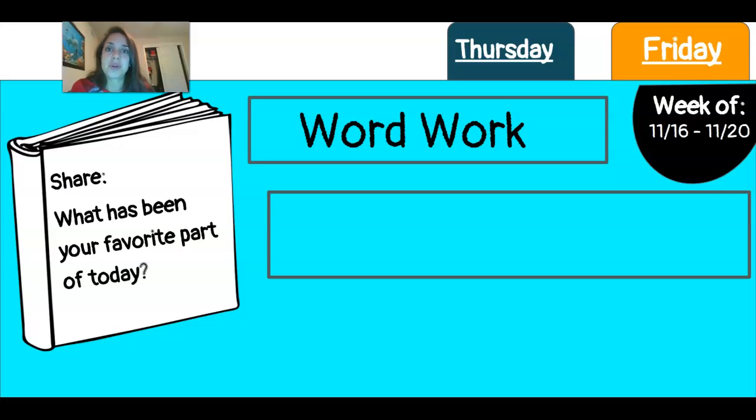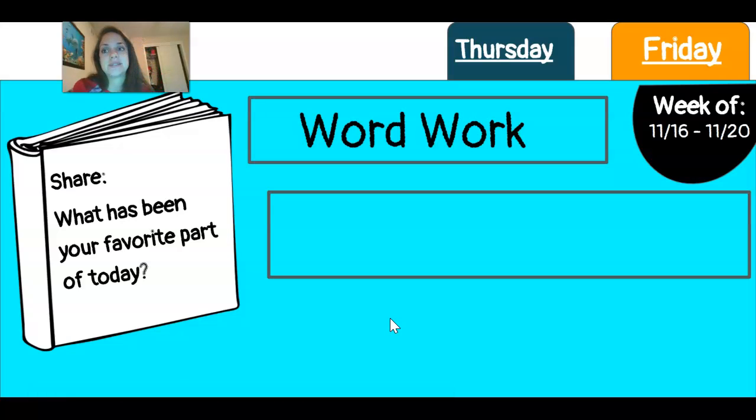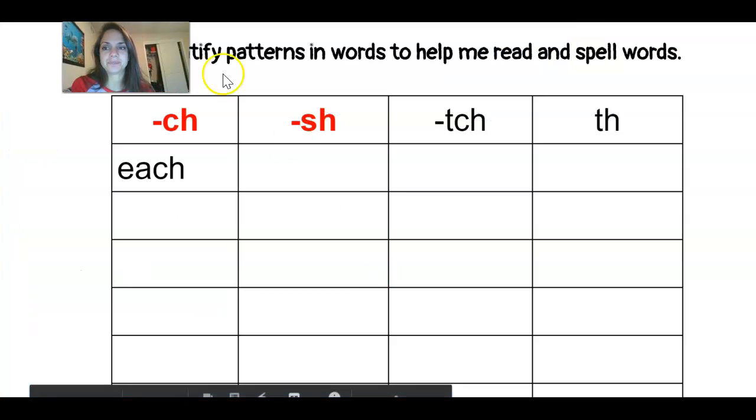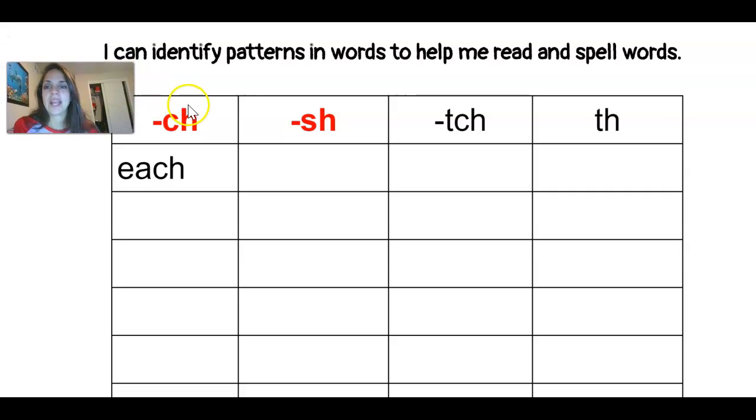So we're going to start with our word work like we always do. And I will read our purpose, and then you will read our purpose out loud at your seat. I can identify patterns in words to help me read and spell words. Your turn. Great job. Let's look at those patterns. So our I can statement is at the top just to remind us what our purpose is. And here are the patterns that we're going to look at today.